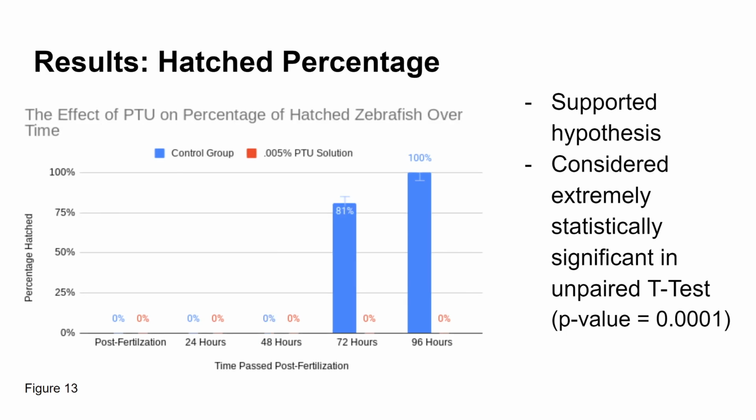Similar to the pigmentation percentage, there was a drastic difference in the hatched percentage. By 96 hours, all of the fish in the control group were hatched, but none of the fish in the PTU exposed group ever hatched. This supported our hypothesis and was also considered extremely statistically significant in an unpaired t-test.